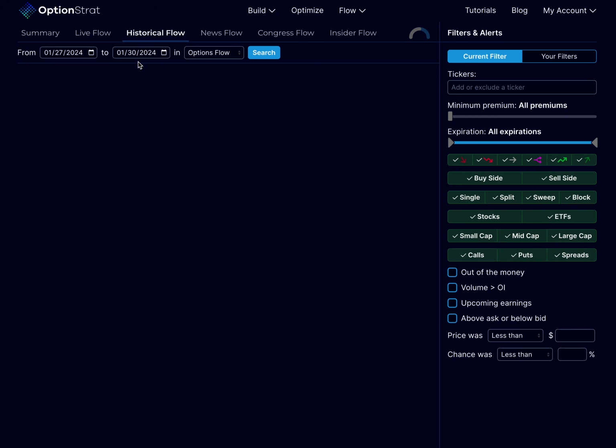That may help us in studying moves around earnings and things like that. I can go back and say, hey, last time that Microsoft had earnings was these dates. What happened to the options flow in Microsoft going into that earnings? Or something along those lines. Again, we can just basically filter down to specific dates.